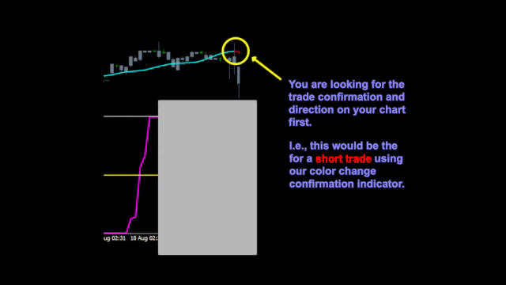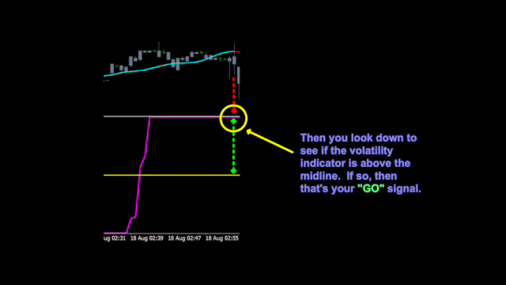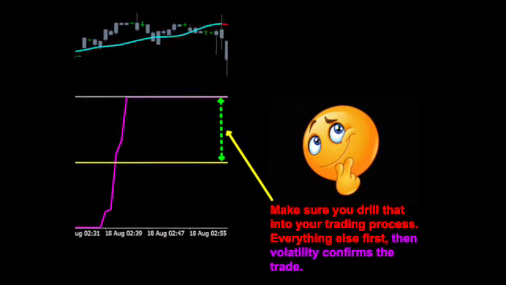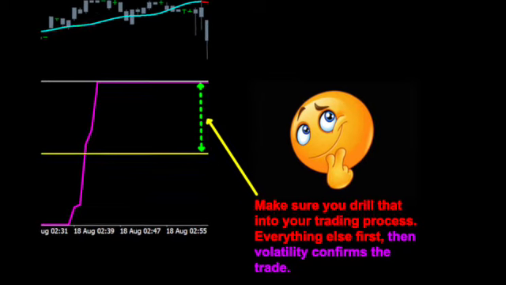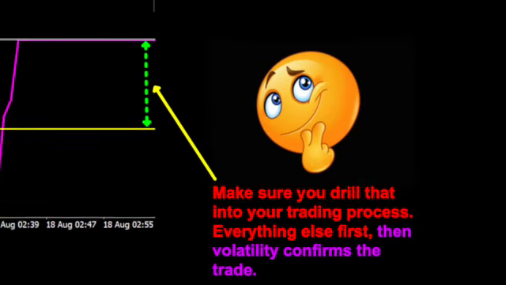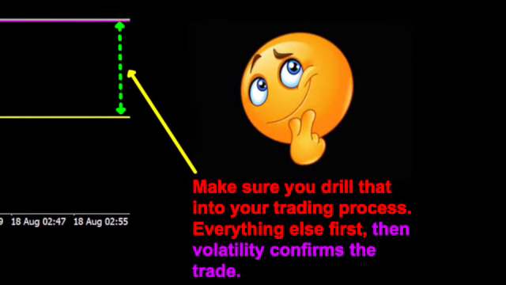Do this first. Always ensure that every other part of your algorithm has indicated that a pending trade has met all conditions. Then, and only then, do you look below to see where the volatility indicator is. In this instance, if it's above the midline, then all systems go, and you open the trade with your take profit and stop loss levels in place, sit back, and let the market do its thing. Make sure you drill that into your trading process. Everything else first, then volatility confirms the trade. If you do this backwards and try to enter a trade based on volatility alone, many of your trades will probably be late. Let's see where this goes.